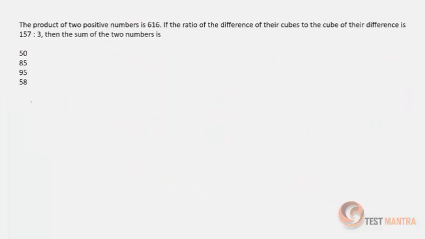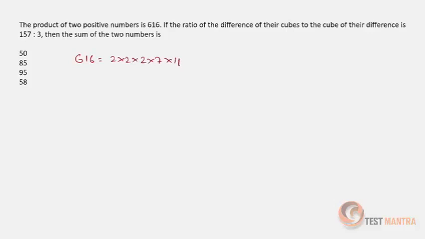Correct. Next one is moreover related to numbers. The product of two positive numbers is 616. So first thing is, let's try to write 616 as the product of the prime factors. That's 2 into 2 into 2 into 7 into 11.